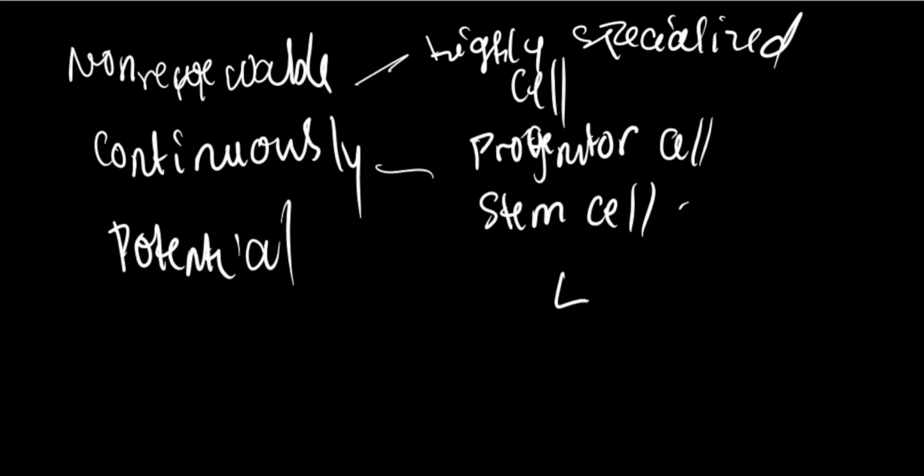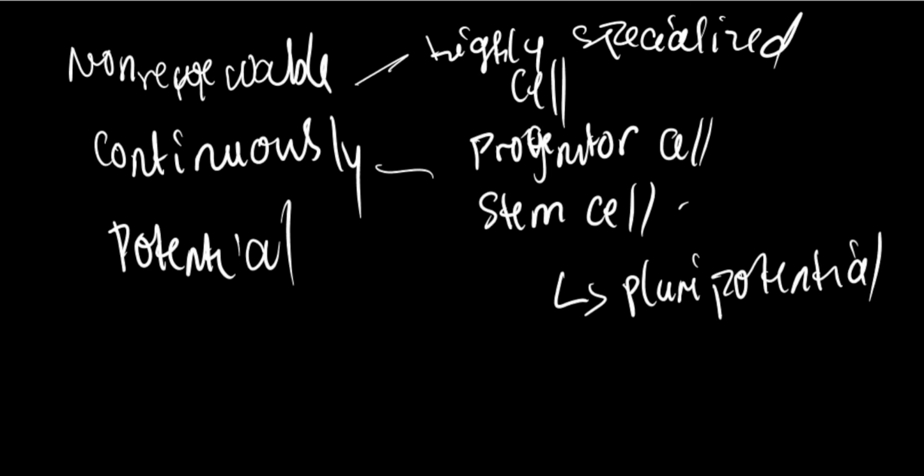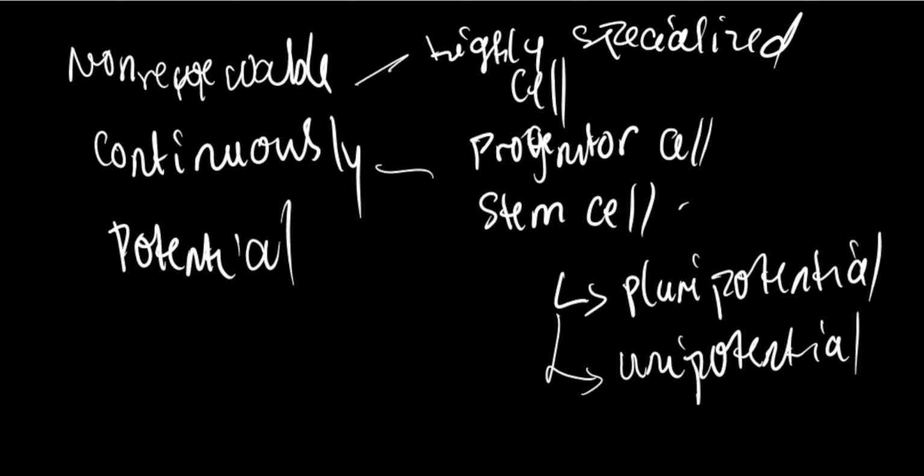For the stem cells, they could be pluripotential when they are able to form more than one type of cell. So we could have pluripotential stem cells. We could also have unipotential stem cells. Unipotential stem cells are only able to proliferate into a specific type of cell. It's also very important for us to take note of the fact that stem cells are actually continually renewing, and they do this by a conservative form of division. So we have what we call the self-renewal division of stem cells.